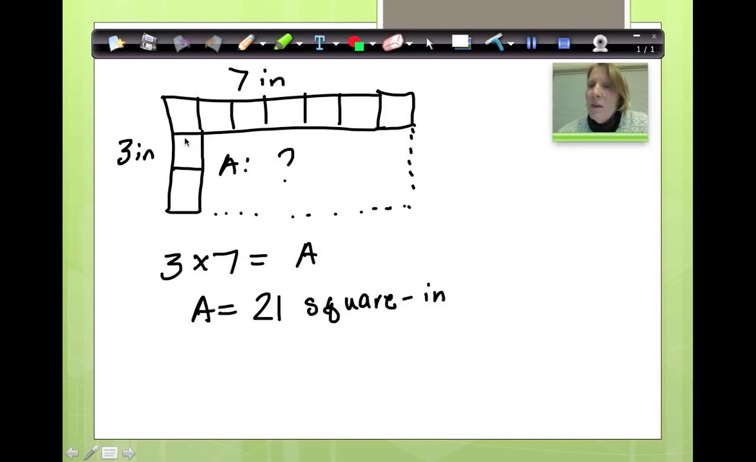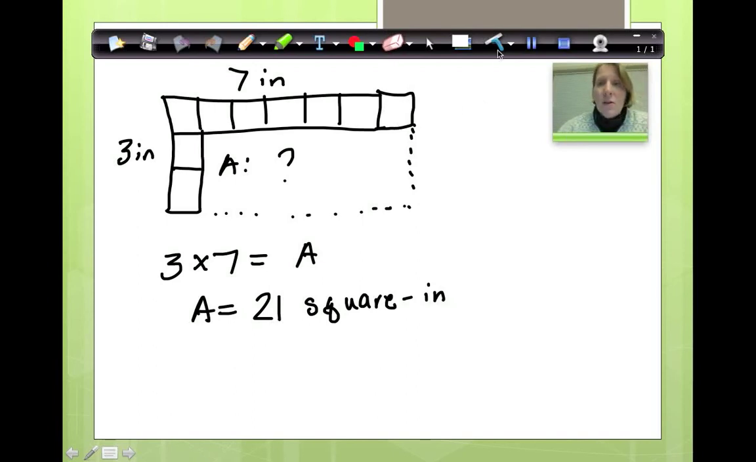Now, one thing you might want to see, and it's not mentioned in the curriculum, is that this is also the length times the width. This is the length of the rectangle times the width of the rectangle. How long is it? How wide is it? If you want to remember it that way, that's fine. Otherwise, just remember you multiply the sides.